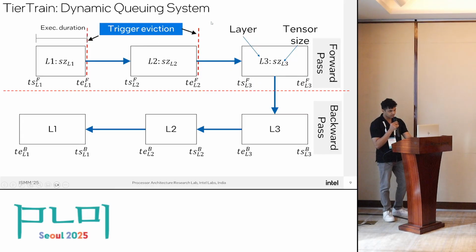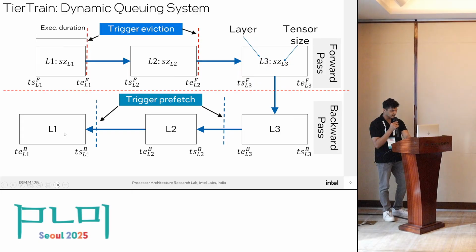For example, if we look at layer number 3, it's going to be accessed immediately after. So we decide not to evict these tensors at all. They're going to be present in DRAM at all times. And all of these tensors get accessed in the reverse order during the backward pass.